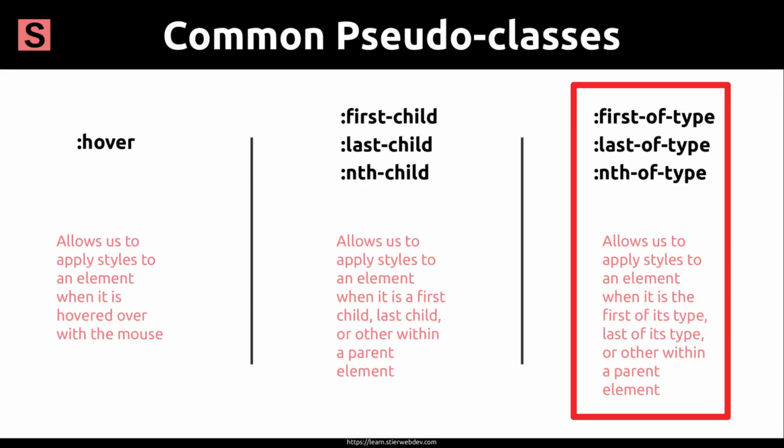Finally, we have 3 more pseudo-classes that are, again, all very similar to each other. After learning how the first child, last child, and nth child pseudo-classes work, I think you can guess how these ones might work. Let's flip over to Replit, and I'll explain more as we try them out together.